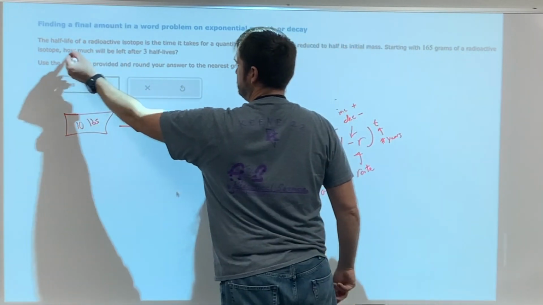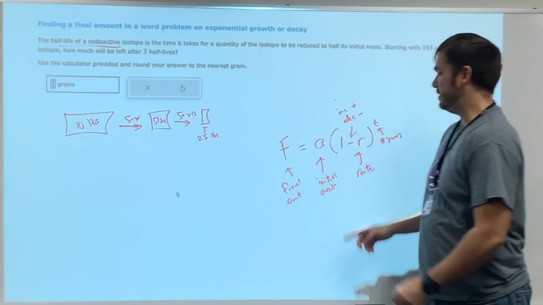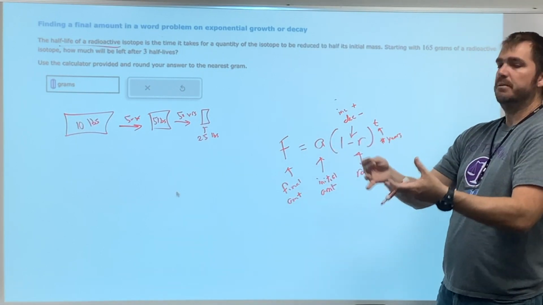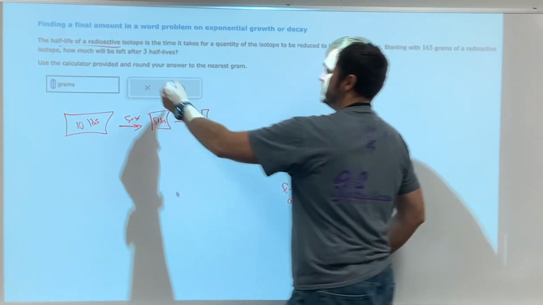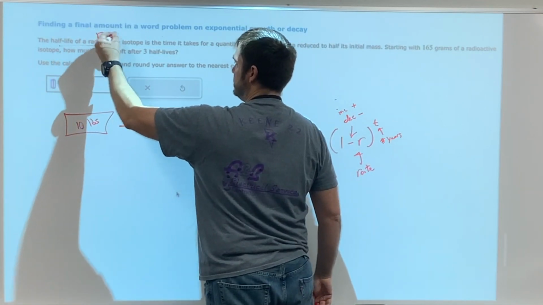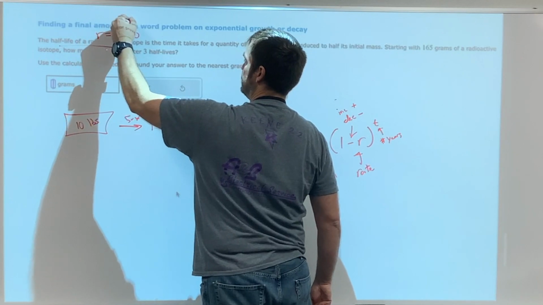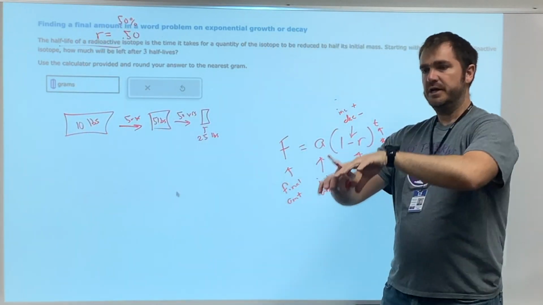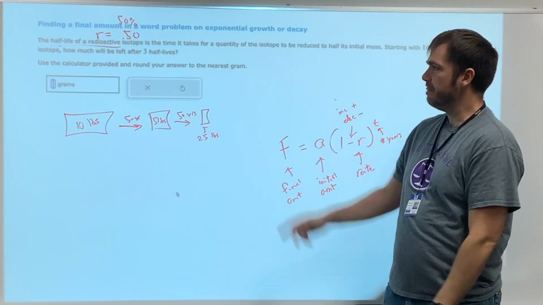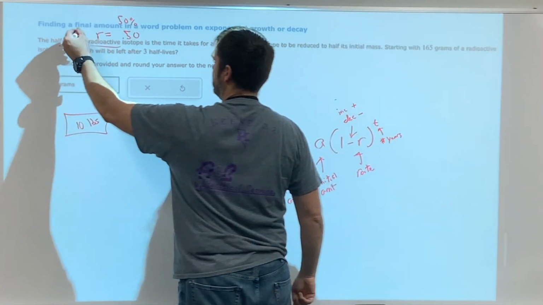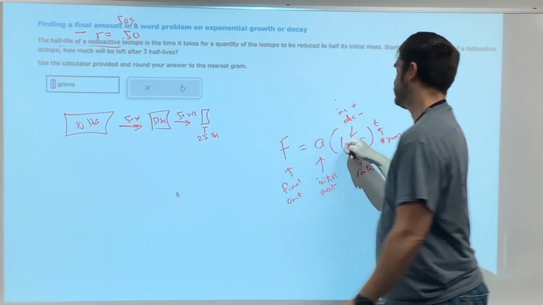So our formula here is not really changed at all. We're decreasing by 50%. So the R value is equal to 0.50. That was 50%. It's decreasing by 50% every half-life. So because it's decreasing, that's going to be a minus situation.